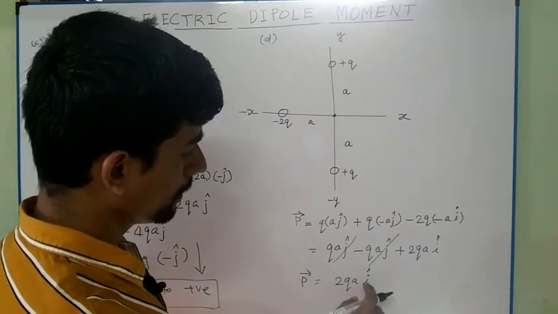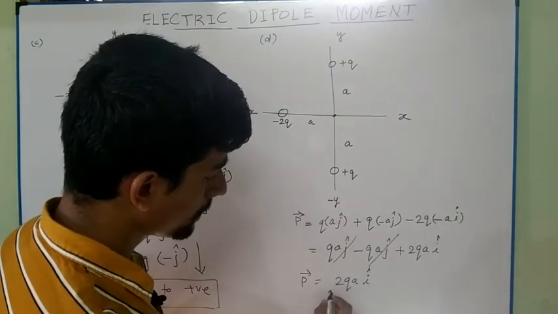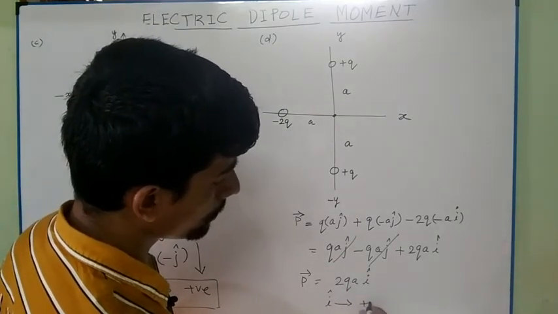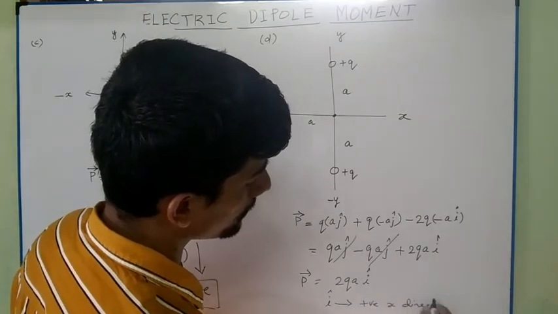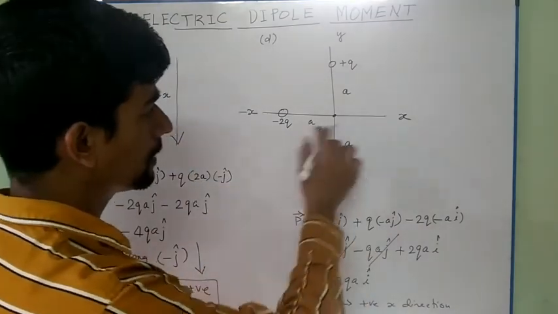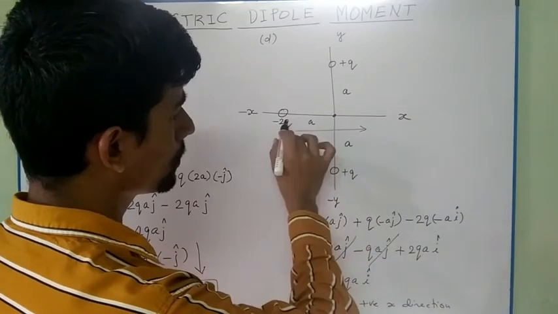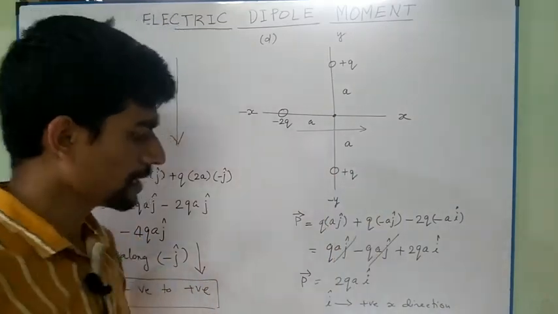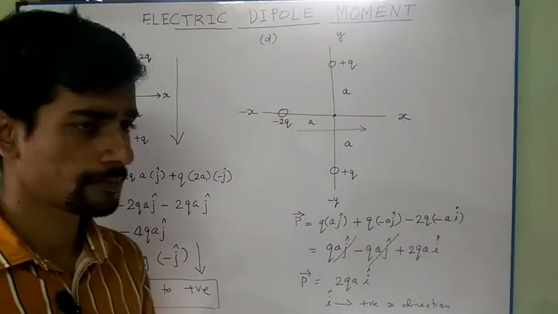See, what is the unit vector? i cap. i cap represents positive x direction. i cap represents positive x direction. So here also the dipole moment is along this direction. It means negative to positive. So this is the expression for dipole moment in this fourth case.